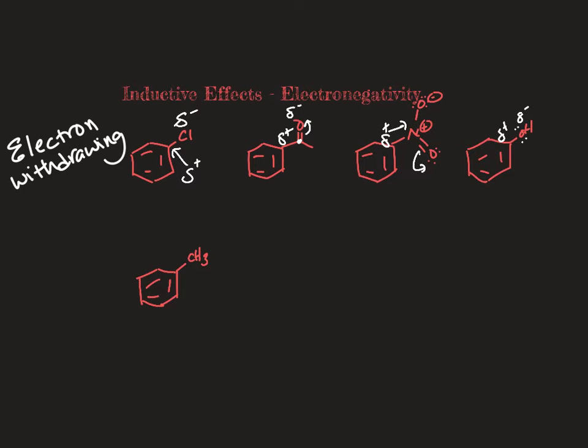With alkyl groups, that alkyl group is actually donating electron density. Our dipole would be pointing into the ring for that bond. So this would be considered electron donating, because our dipole is pointing in. So that's one effect, one way we can think about these effects.